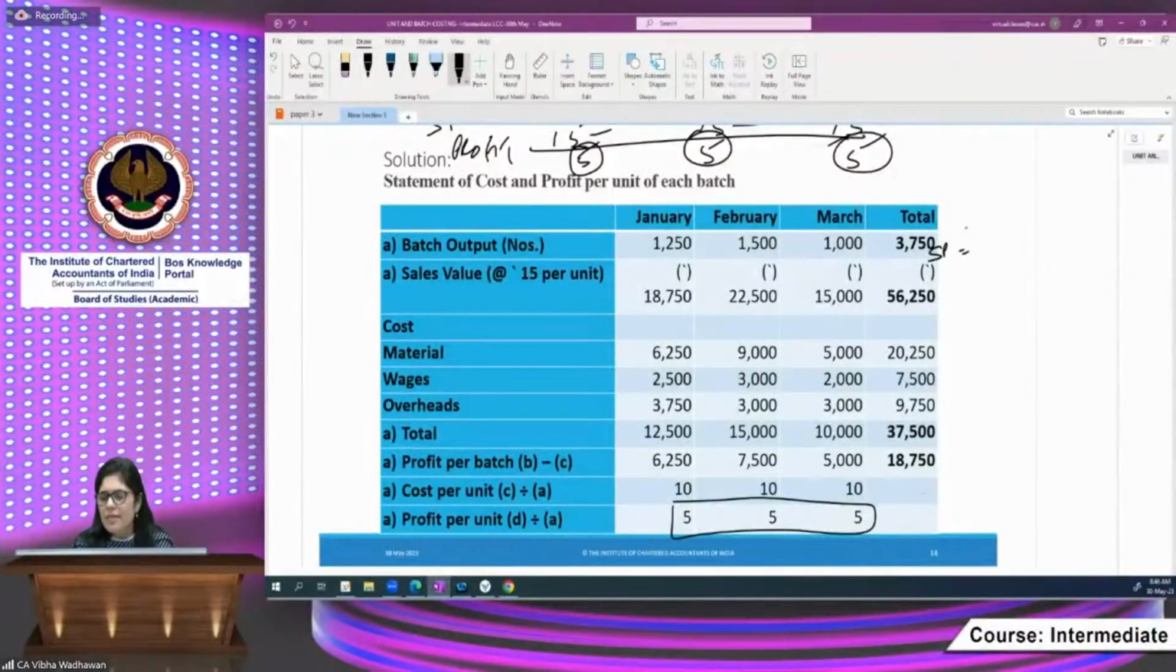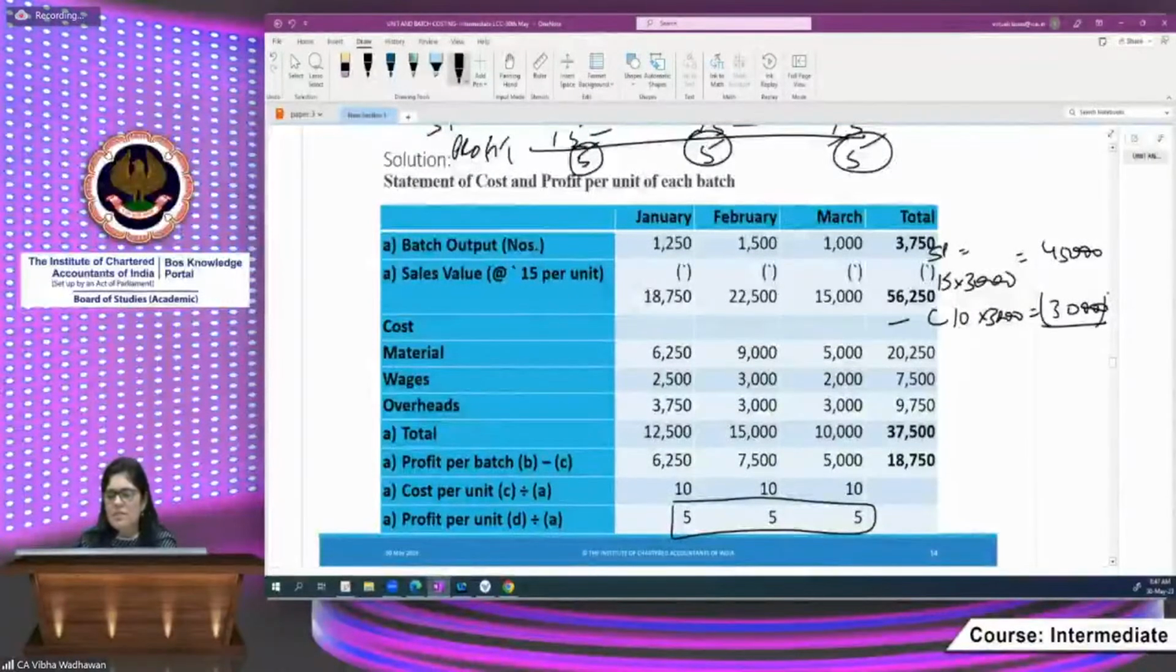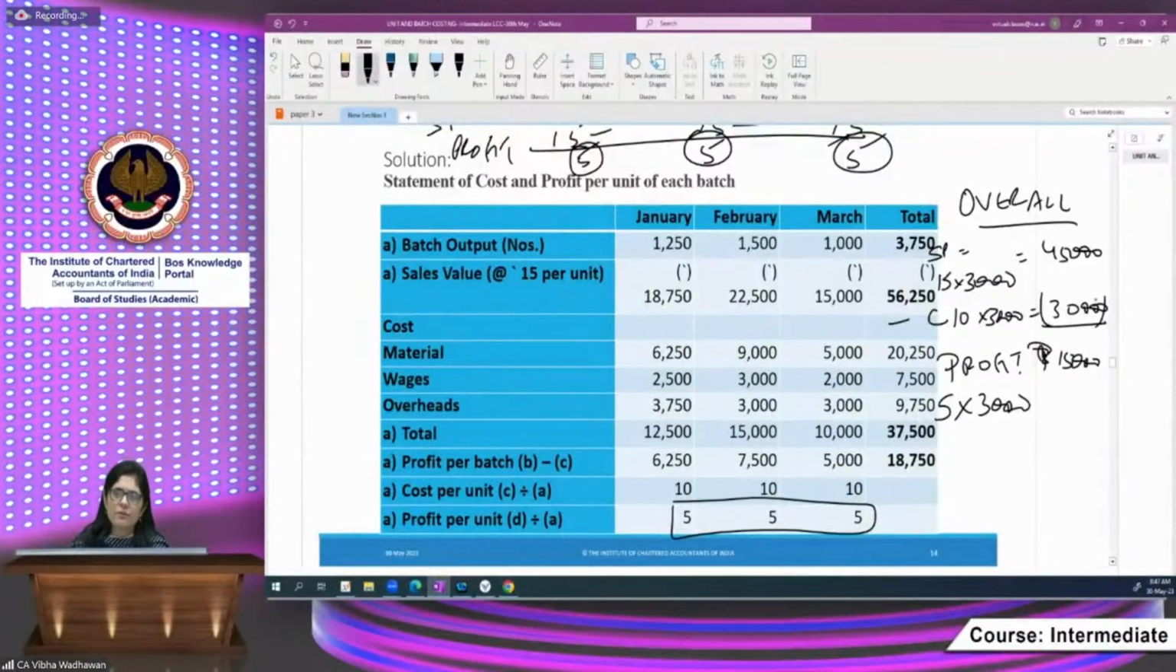You have to calculate the overall position. So selling price is 15 into 3,000. So it comes to 45,000 is selling price, minus cost is 10 per unit into 3,000. It comes to 30,000. So this is the cost and then the profit. So profit per unit is 5 into 3,000. The profit comes to 15,000. So see, the profit is 5 per unit, otherwise also. So this is the overall position for 3,000 units, which they have asked to calculate.